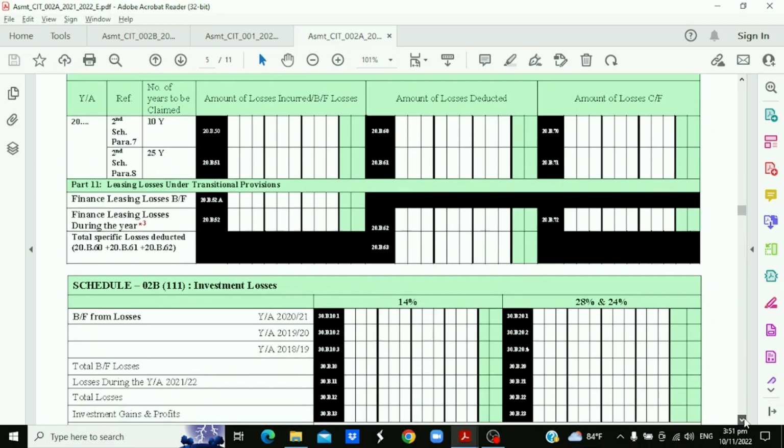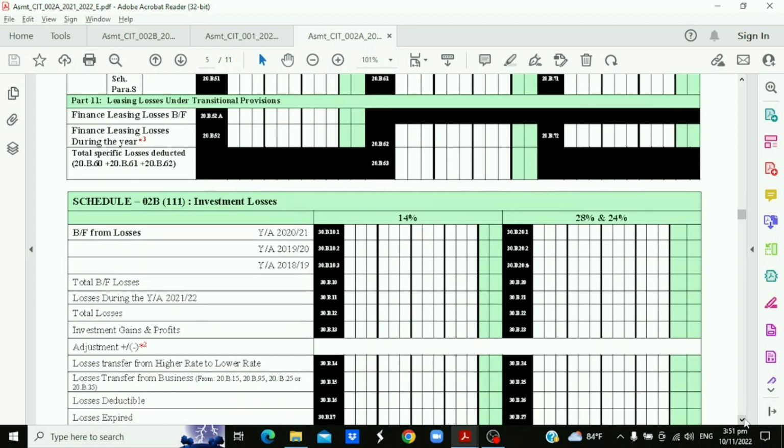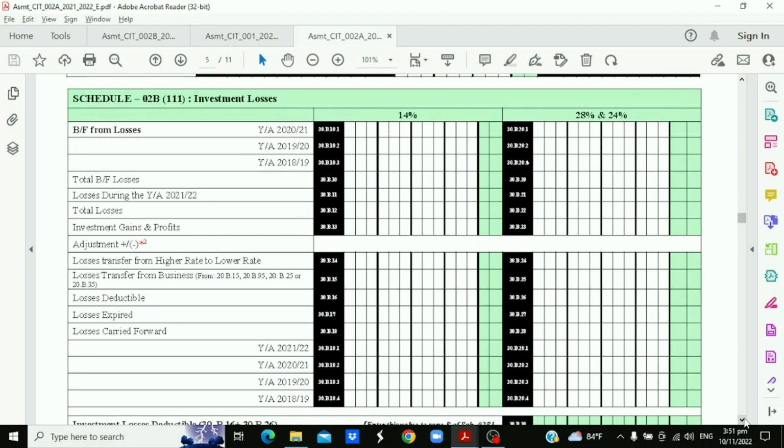Then we move to schedule 2B3, investment income, investment loss. Same applications as business. Firstly, we have to identify the brought forward value. Then we identify the during-period loss, then the total loss value. Out of this, we can set off against the investment gain and profit. Then we classify under the 14% and normal rate applications. After that, we have to cater for some adjustments. Here also we can bring loss from higher rate to lower rate. That application is relevant here.